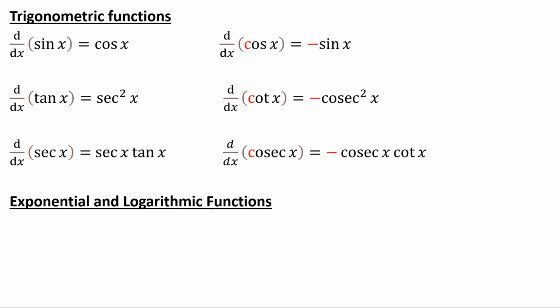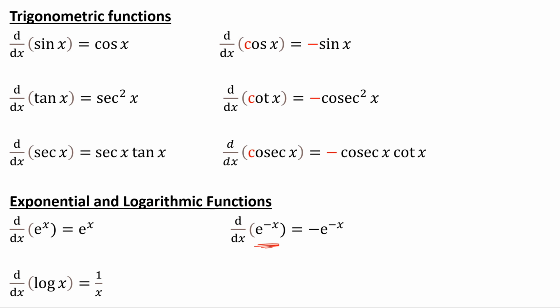Exponential and logarithmic functions. d by dx of e to the power of x is the same, that is e to the power of x. And if it is e to the power of minus x, then it's minus e to the power of minus x. Here we use the chain rule to find this. d by dx of log x equals 1 by x.